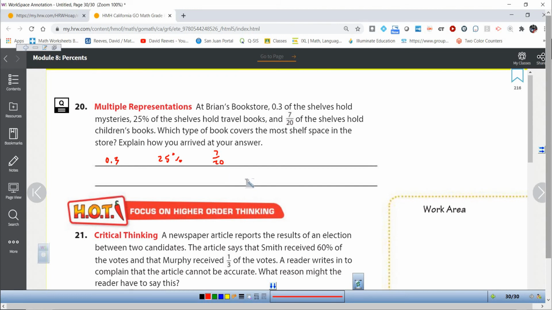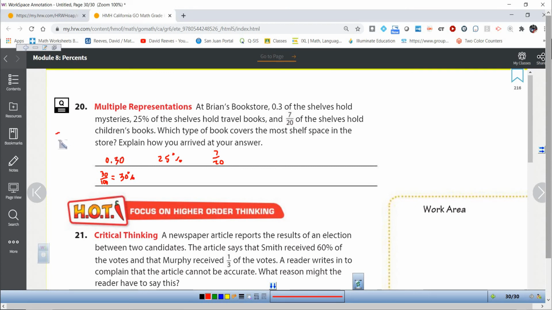So if we want to compare them, we want them all to be in the same form instead of 3 different forms, all right? Well, let's change them to percents. So 0.3 is the same, I hope you agree, as 0.30, which would be 30 over 100, and 30 over 100 is 30%. So I took 0.3, I put the 0 on the end.